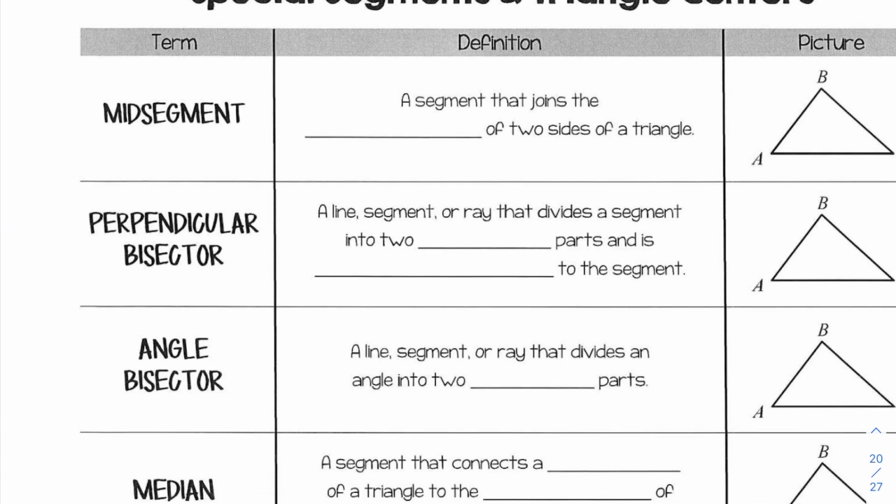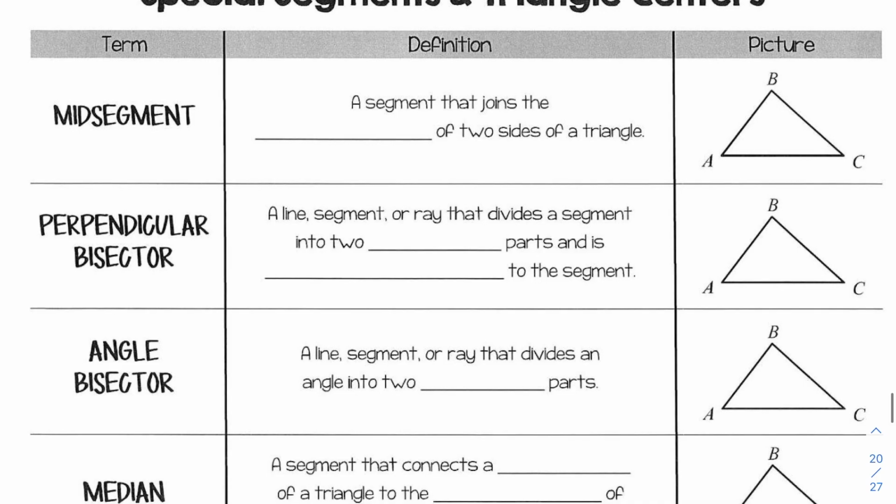All right, so let's talk about special segments and triangle centers and create ourselves a little cheat sheet. All right, so a segment that joins the midpoints of two sides of a triangle is a midsegment. So there's M, there's N, there's a segment that connects them. That's what a midsegment looks like.